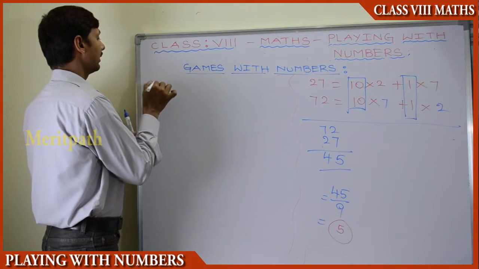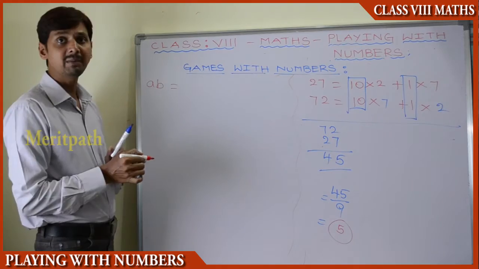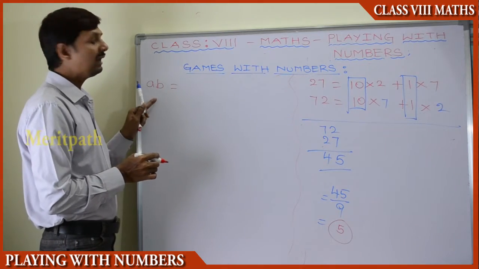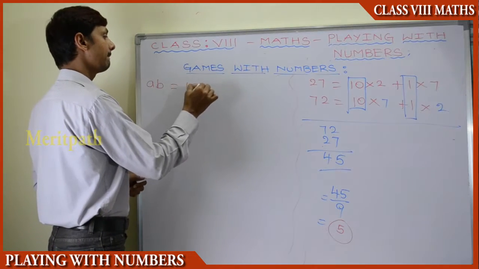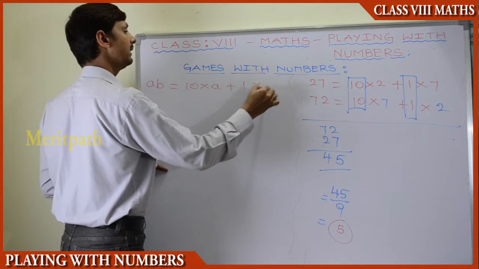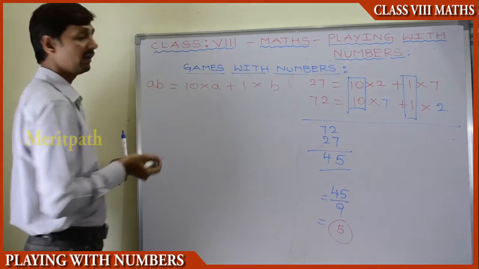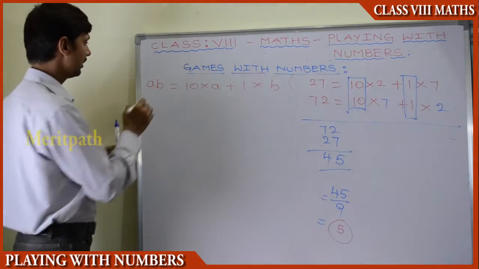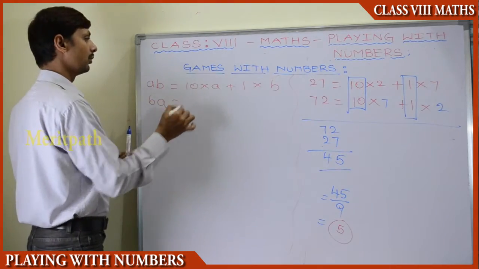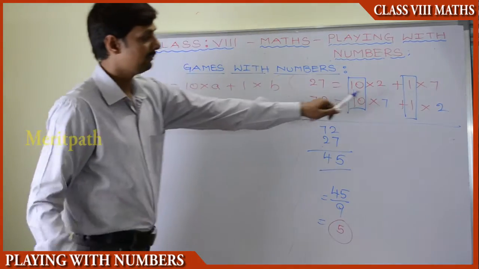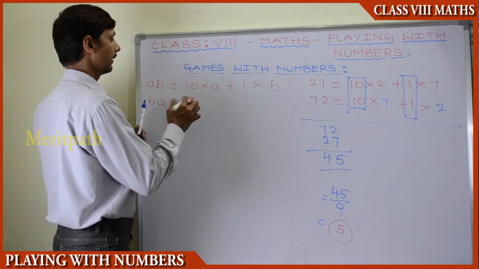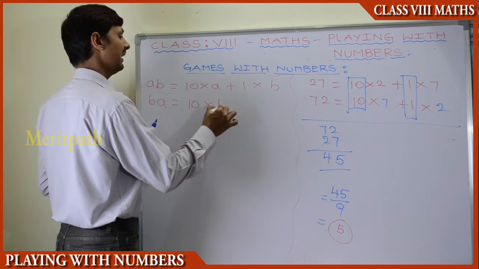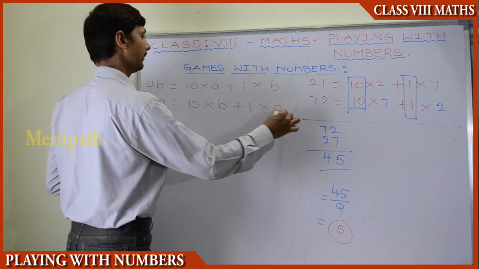So a two-digit number is in the form of AB. AB, which is the general form of a two-digit number, is 10 into A plus 1 into B. Then when we reverse the digits of the number, it becomes BA. When we reverse this, the tens and ones places are interchanged. Then it becomes 10 into B plus 1 into A.